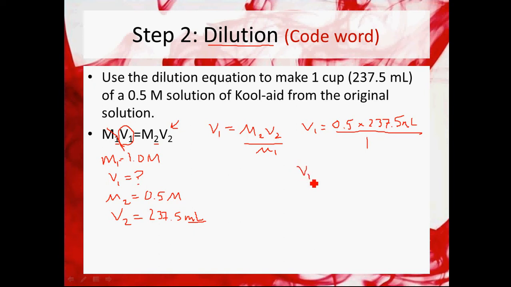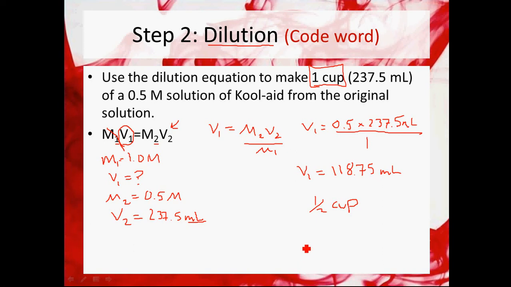So V1 is equal to 118.75 milliliters. What we did, since this was 1 cup here, we know that 1 cup is equal to 237.5. All we did was divide that number in half. So really all we need to do is use 1/2 of a cup of the original solution.